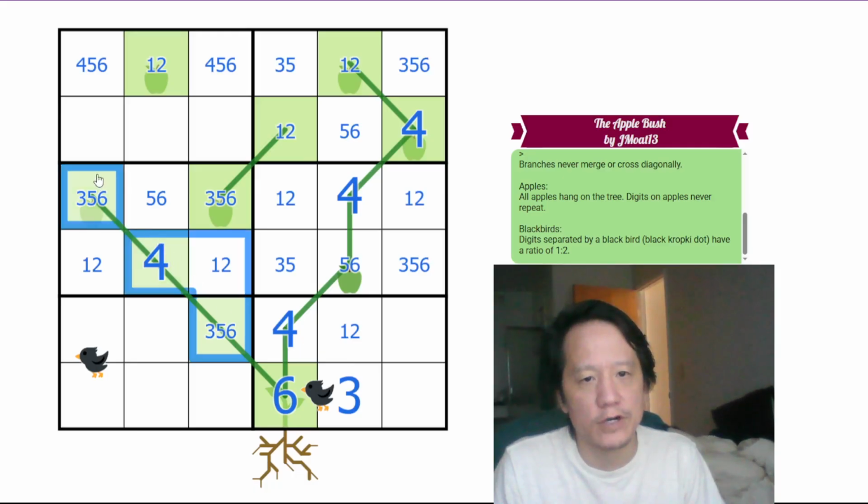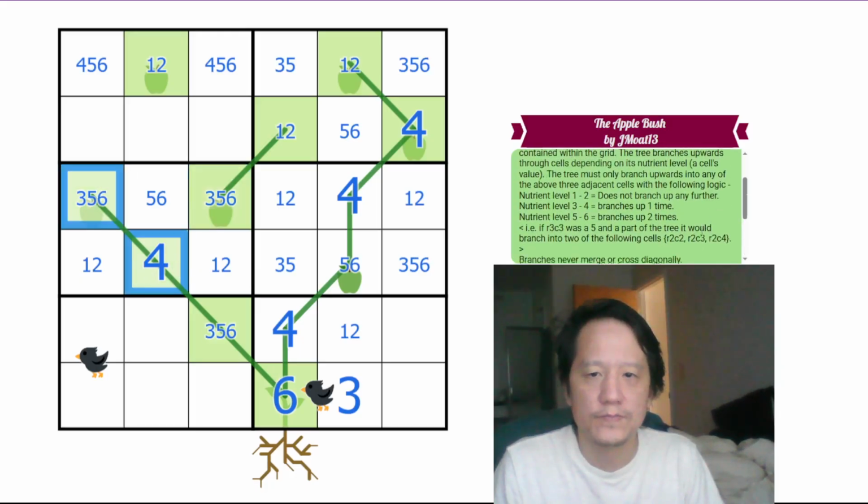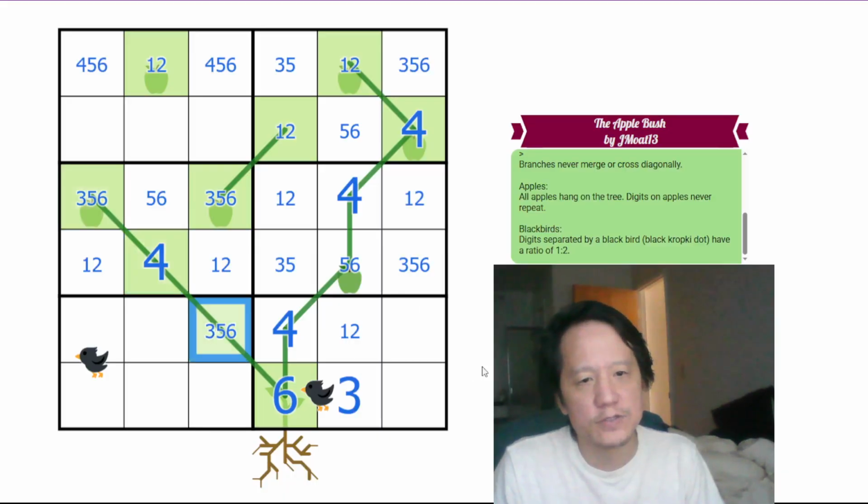This only goes 1, so this must branch twice. Because otherwise this branch doesn't go any... This does not have a connection. This only branches once. So this must branch twice. It cannot be 3. It's 5 or 6.